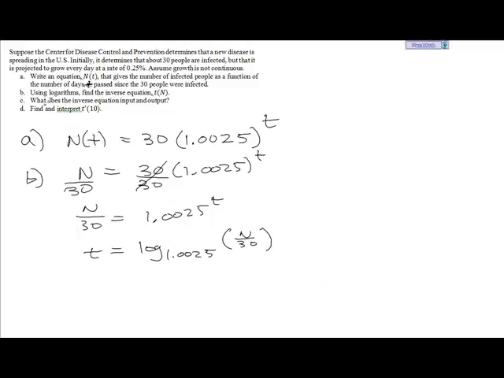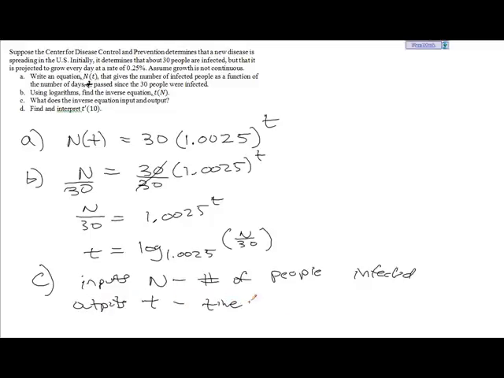Okay, so the question is, what does the inverse equation input and output? Well, on the input side, I have n, which is the number of people infected, and t is what it outputs, which is the time any given n occurs. So I can basically determine, oh, well, when do I expect 1,000 people to be infected? When can I expect 2,000 people to be infected?